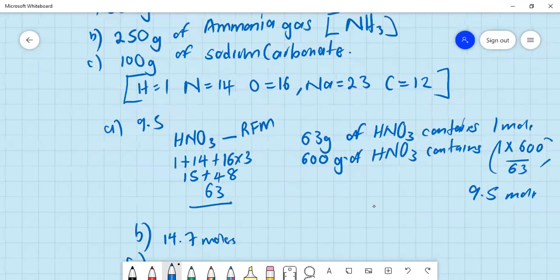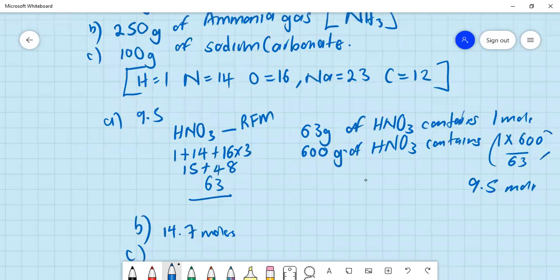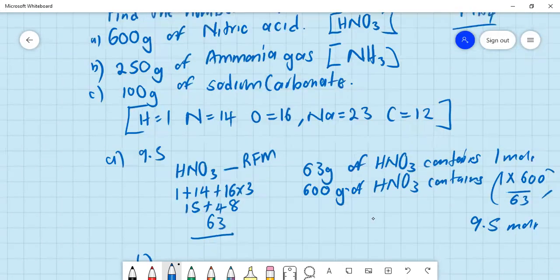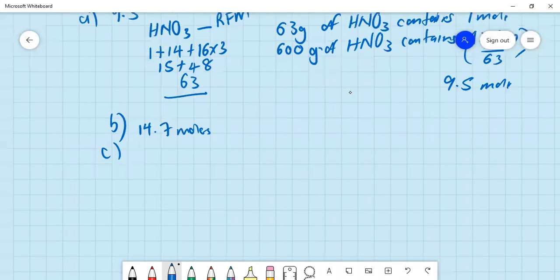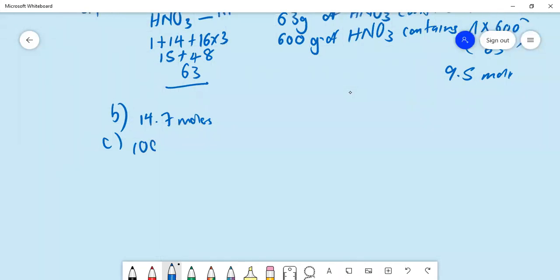So the formula of sodium carbonate, I think that's the challenge. Part C was 100 grams of sodium carbonate. Let me wait for the formula. I'm waiting for people. What's the formula of sodium carbonate? Yes, Shamila? Na2CO3. Na2CO3. Very good.